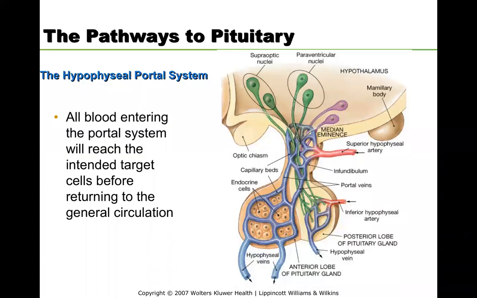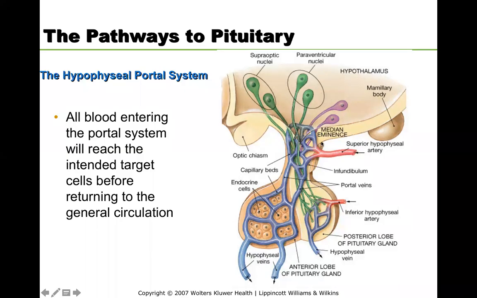Okay, so this is the hypophyseal portal system. Let's do it once more. What is the hypophyseal portal system? It is a system by which blood enters, for example in here, with the help of the superior hypophyseal artery, and comes to the median eminence or near the infundibulum.